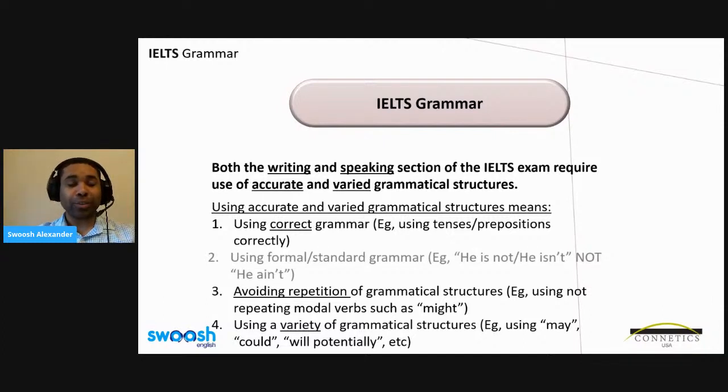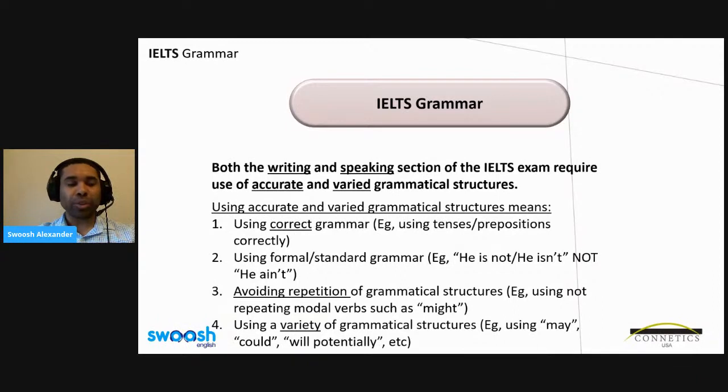25% of your grade for speaking will be based on your use of grammar, as will 25% of your writing grade be based on your usage of grammar. So it is key that you're able to use grammar both accurately and also that you're able to use a variety of grammatical structures in both your speaking and your writing. So what do we mean when we talk about using a variety of grammar and using grammar accurately?